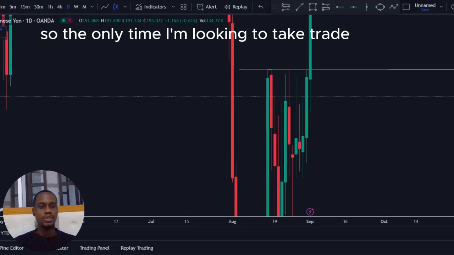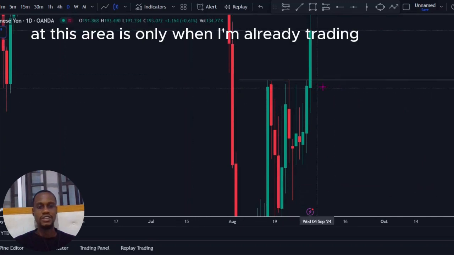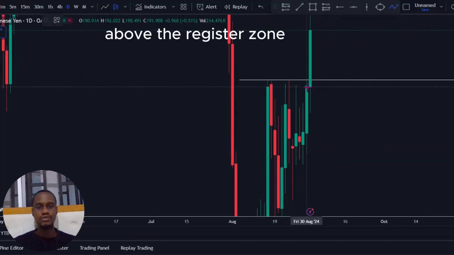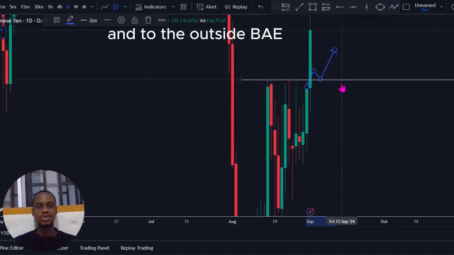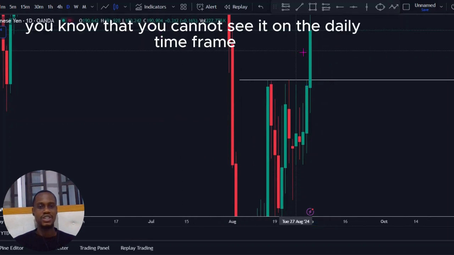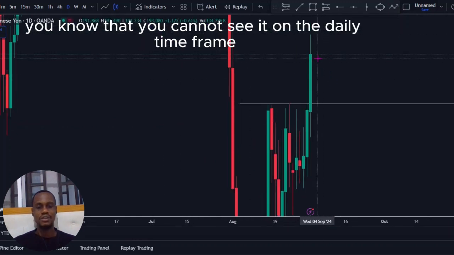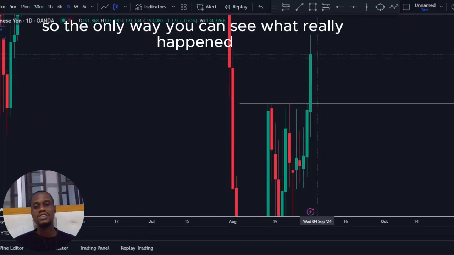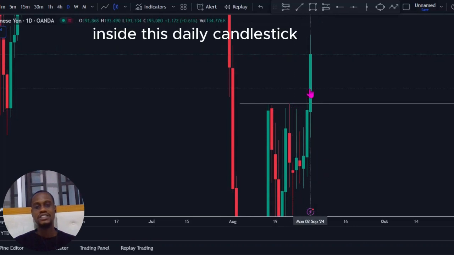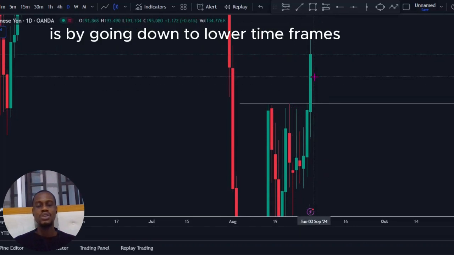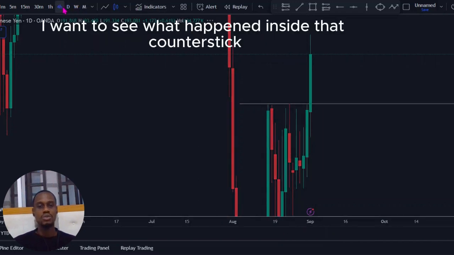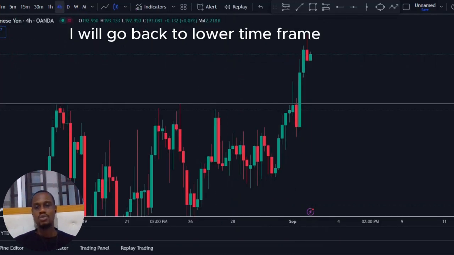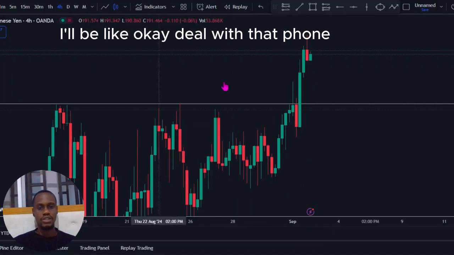So the only time I'm looking to take a trade at this area is when I'm already trading above the resistance zone. So I'll be waiting for something like this and to the upside. But you cannot see it on the daily time frame. The only way you can see what really happened inside this daily candlestick is by going down to lower time frames. I don't know if you get what I said. So if I want to see what happened inside that candlestick, I'll go back to the 4 hour time frame.